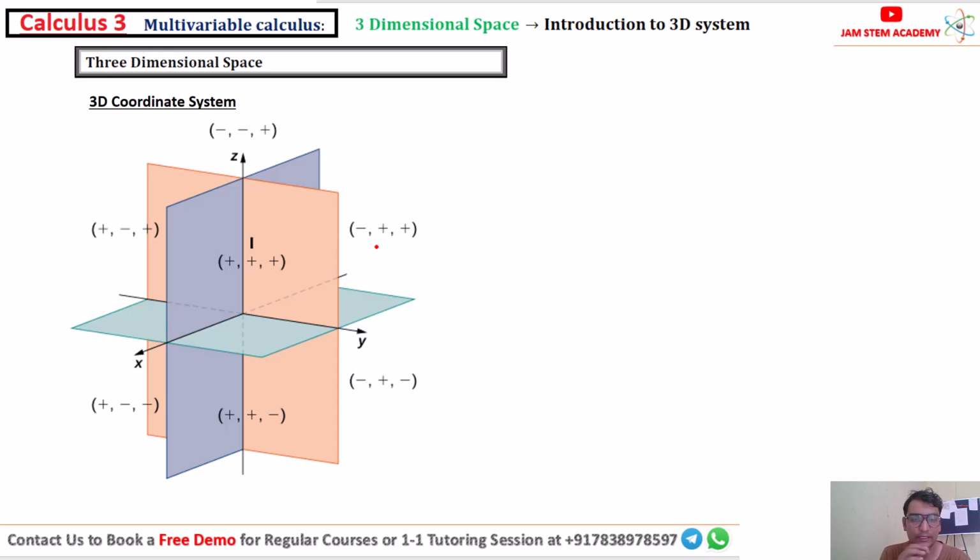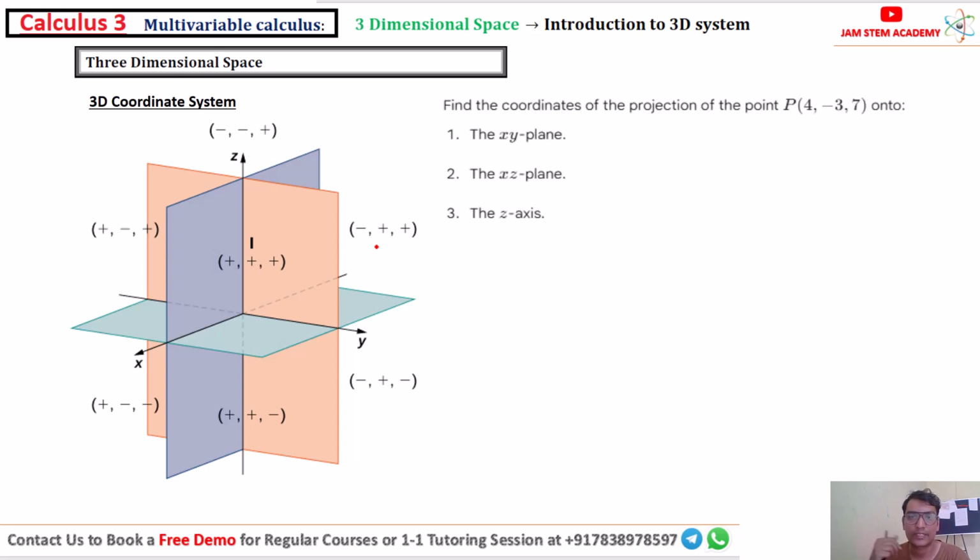Let's solve some questions. As I said, the 8 octants are there and their respective signs are already mentioned over here. First part says, find the coordinates of the projection of the point 4, -3 and 7. So there is a point, 4, -3 and 7. It lies in this octant, as you can see here. It is 1, 2, 3, 4, the fourth octant, right? So there is a point lying in the fourth octant.